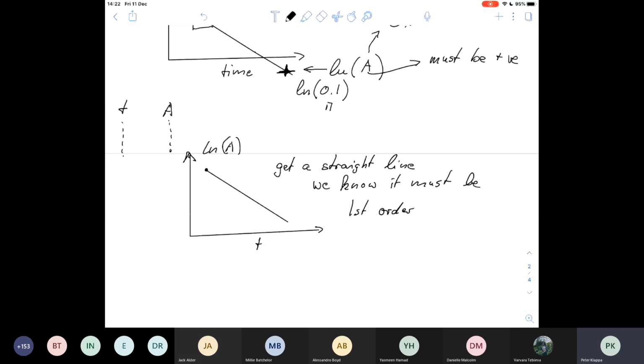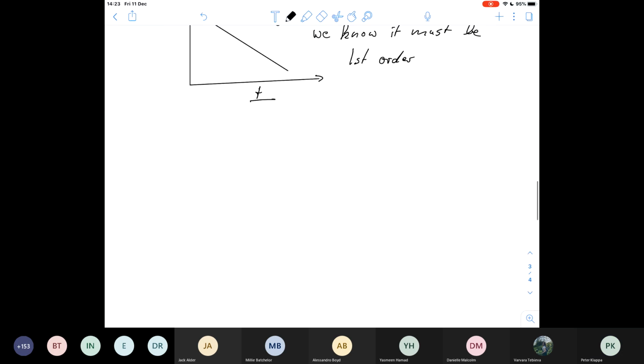There's no other way. If we get a straight line when we plot ln A versus time, or in other words, if we plot the data, we plot ln A versus time, and we get, for example, something like that. Is this a first order reaction? Can this be a first order reaction? The way I've drawn it. Is it possible that this is a first order?